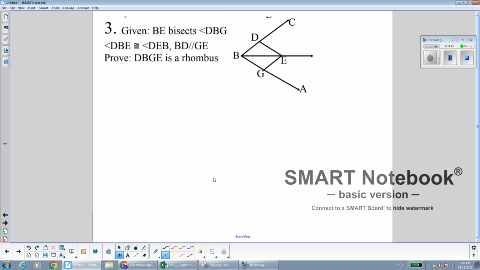Let's do one example together. We'll do a proof involving our special properties of rhombuses. We're told that BE bisects angle DBG, so angle DBG is being cut in half. We know that angle DBE is congruent to angle DEB. If we already have a mark on angle DBE, I'm going to put the same mark on DEB because they're congruent. So these are all congruent to each other. That's the transitive property already, so we're connecting some things together. We're told that BD is parallel to GE, and we need to prove that DBGE is a rhombus.